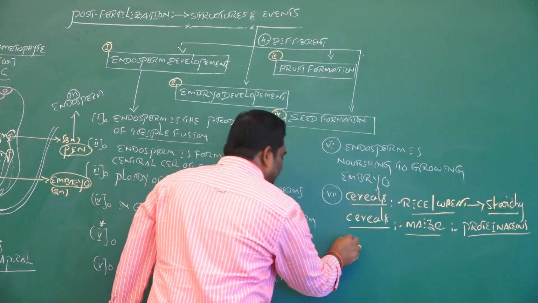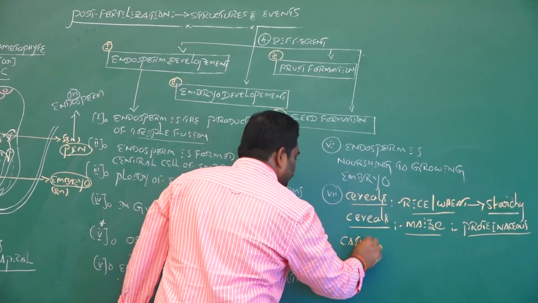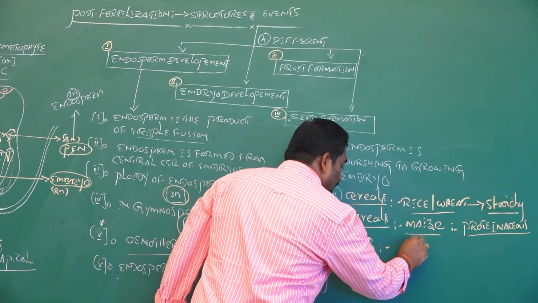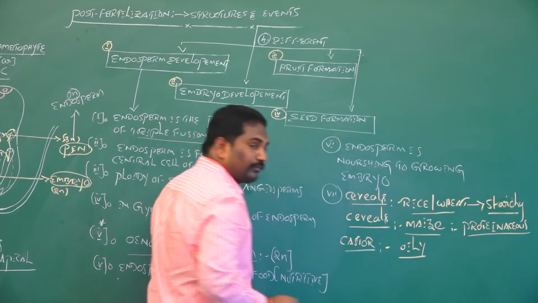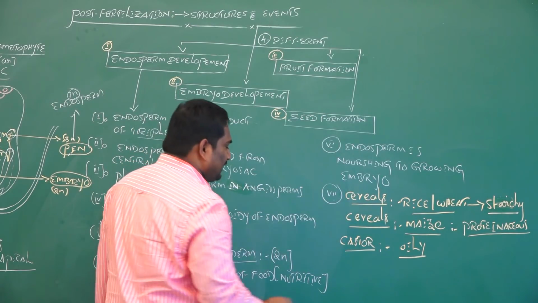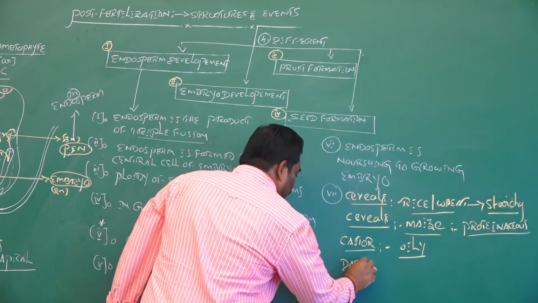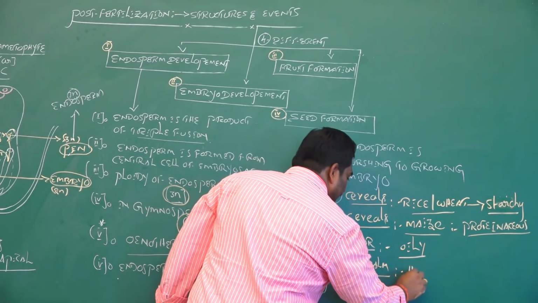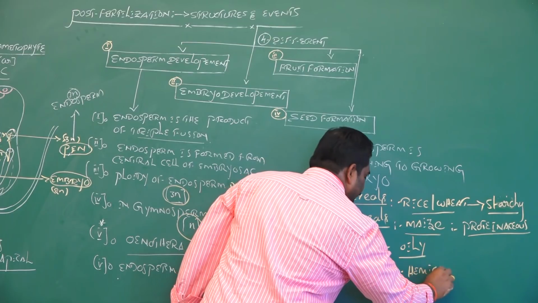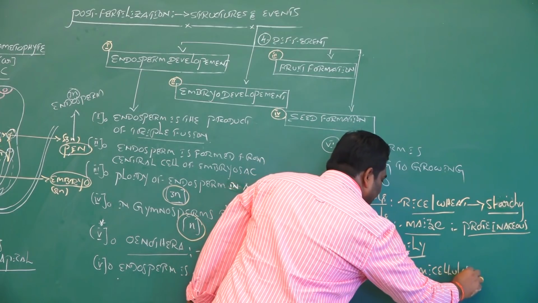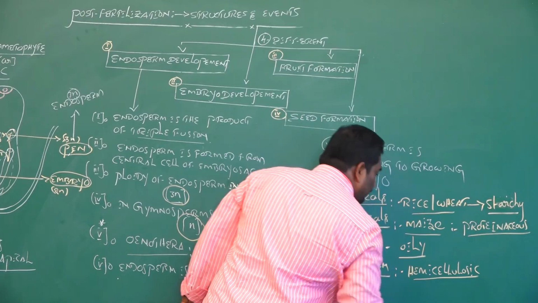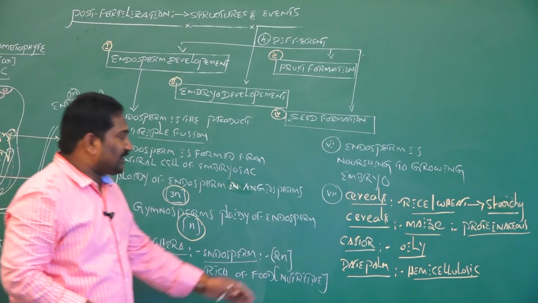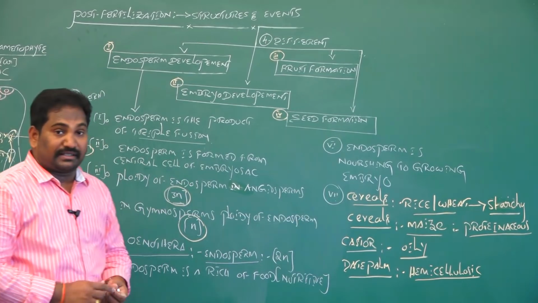But in the plants of castor, the nature of endosperm is oily. Whereas in the plant of date palm, it is hemicellulosic. So these are the best examples that storage of food material in endosperm is not constant. It varies from one species to another species.